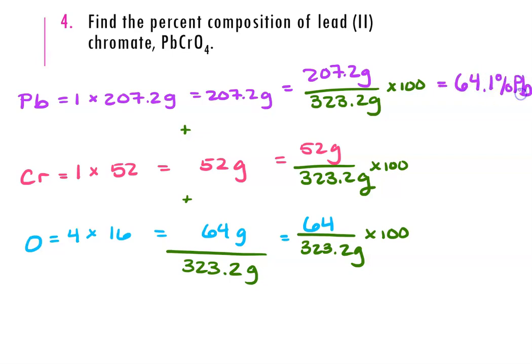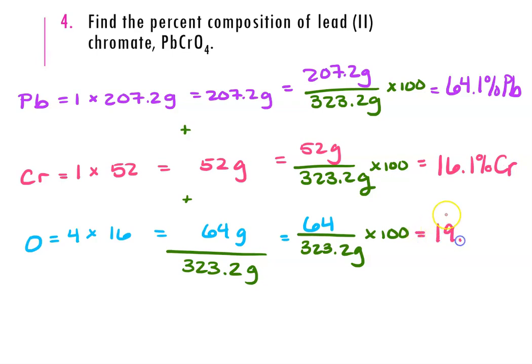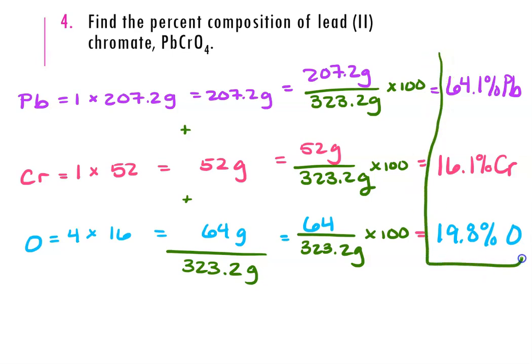64.1% lead. Ran out of room, can write smaller. 64.1% lead, and I get 16.1% chromium, and I get 19.8% oxygen. All right, and I add all those up, and I do get 100%. So go team. Circle that there.